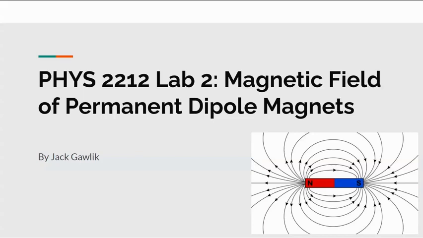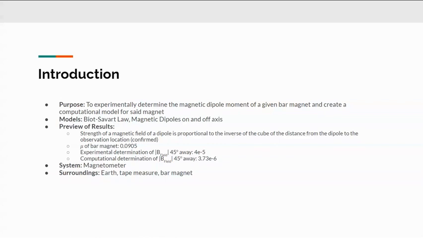And this is my Physics 2212 Lab 2, the magnetic field of permanent dipole magnets. In the introduction, the purpose of this lab was to experimentally determine the magnetic dipole moment of a given bar magnet and to create a computational model for this magnet with that value. Models used are the Biot-Savart law, magnetic dipoles on and off axis, and that the second was really the most important one here, or the one that was used most computationally.